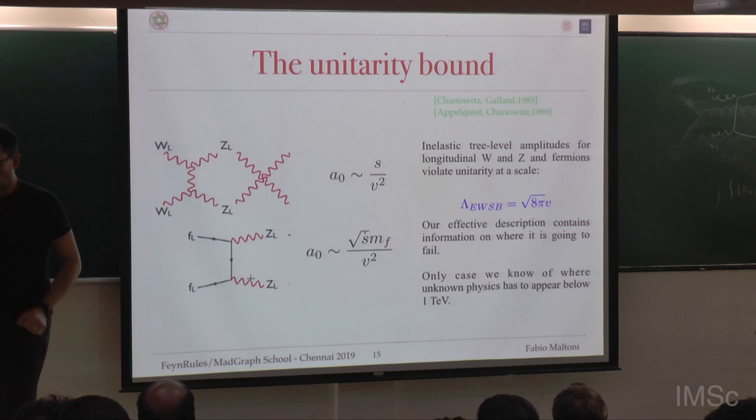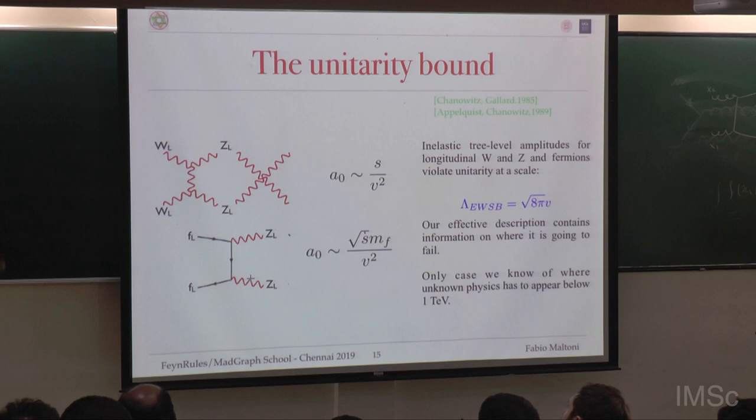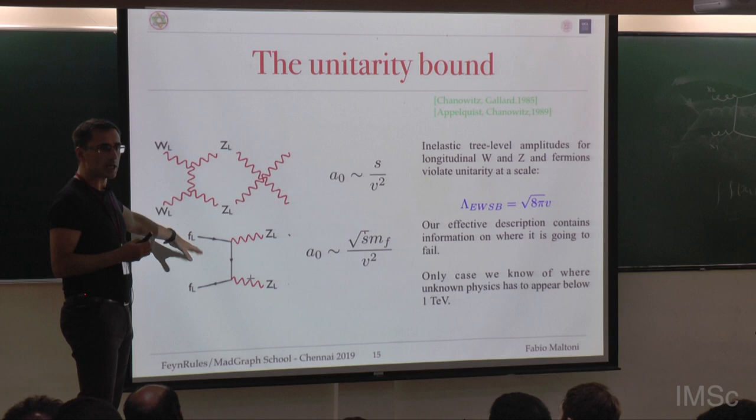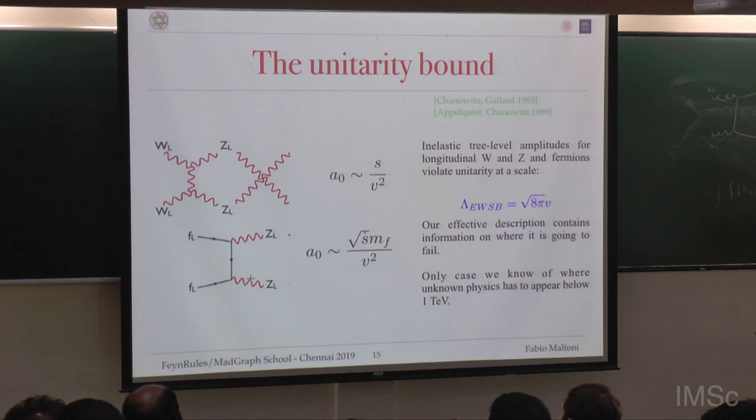However, this does not have to be the case necessarily. You should keep this in the back of your mind, because when we ask ourselves why the top is much heavier than the other fermions and so on, maybe the reason is that this thing is not actually realized as we think it is, but it's a bit more complex than that. Okay, is this clear? Do we all agree on this?